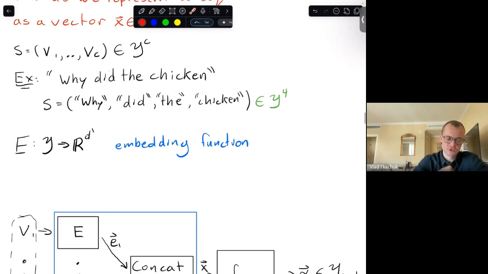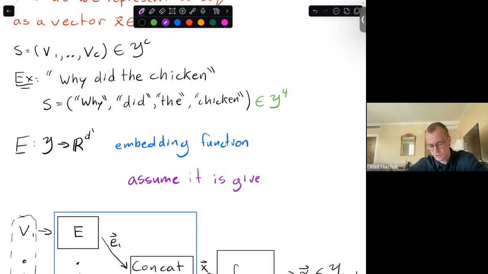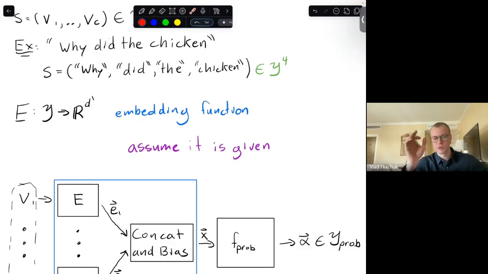For now, we're going to assume it's given, and we'll see later on what is really done in practice. But for now, assume it is given to you. This is actually very realistic. There are a lot of embedding functions that have been learned in various ways online, and you can just download them and use them. And we'll talk in a moment about how to interpret tokens as vectors, what that would even mean.